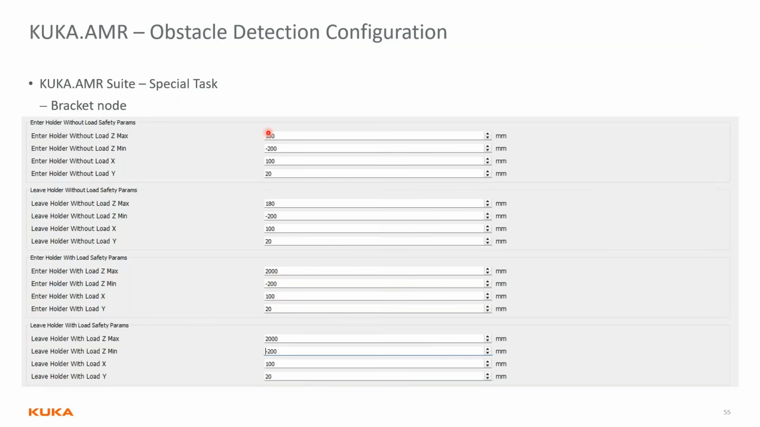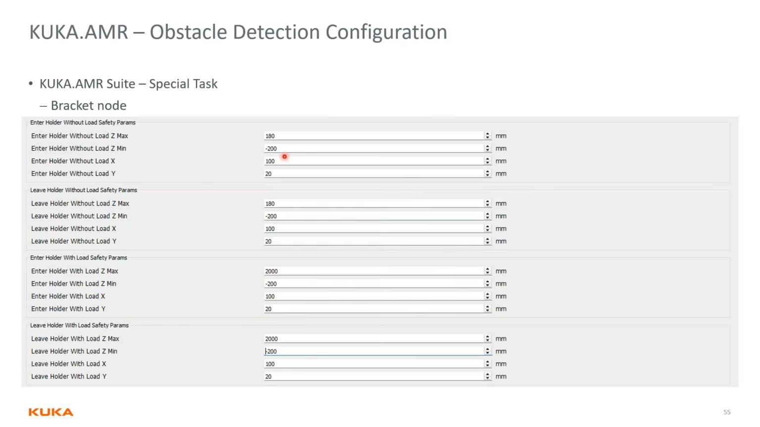So that's for racks. If you have a bracket, you also want to change that based on what your bracket dimensions are. And sometimes people have supporting plates on top that go closer to the AMR as it goes in and so on. So this is where you go to change these parameters.